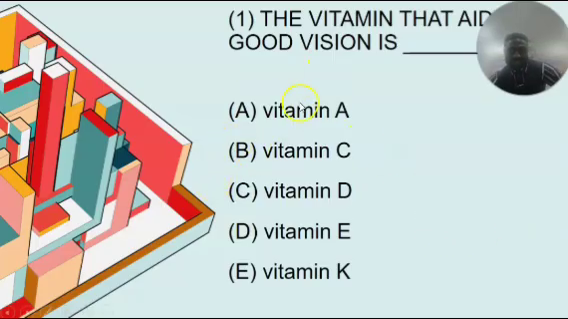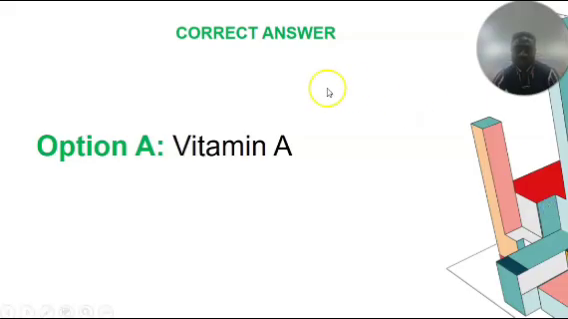So the answer here is actually vitamin A, because from scientific facts, it has been established that vitamin A is a vitamin that is rich in nutrients that enables or aids a very good eyesight or vision in humans and other animals. Vitamin C, vitamin D, E, and K all have their own separate functions. Let's verify the answer. So the correct answer is option A, vitamin A. So you can study more on the features or the characteristics of vitamin A and the particular functions it carries. But one of the major functions is to aid good vision.